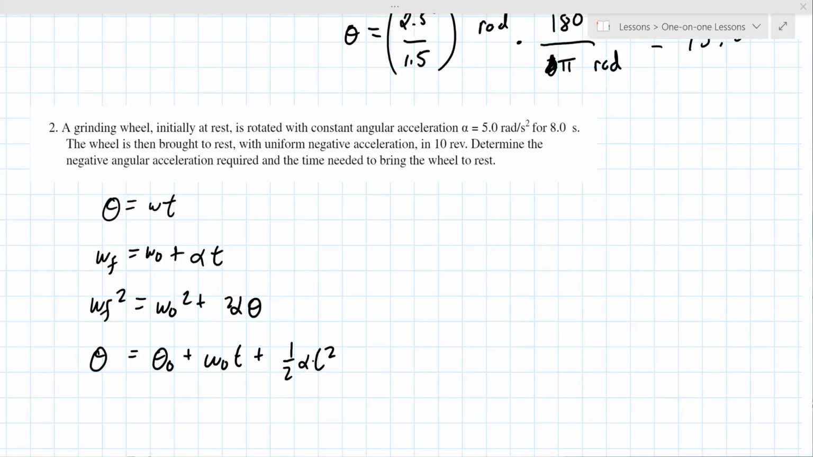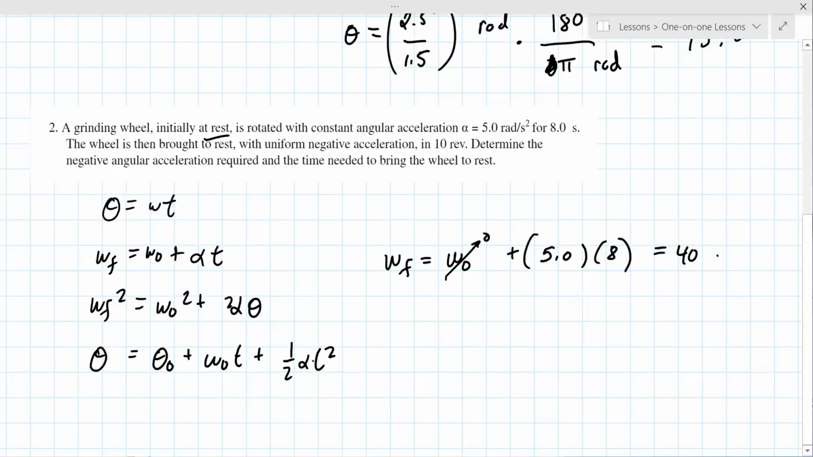Yeah. So they give you alpha and they give you time, and we know it's not moving, so we can find its omega final. Its omega final is omega initial, which is 0 because it's at rest, plus its alpha, which is 5, times 8. So it's moving at 40 radians per second.